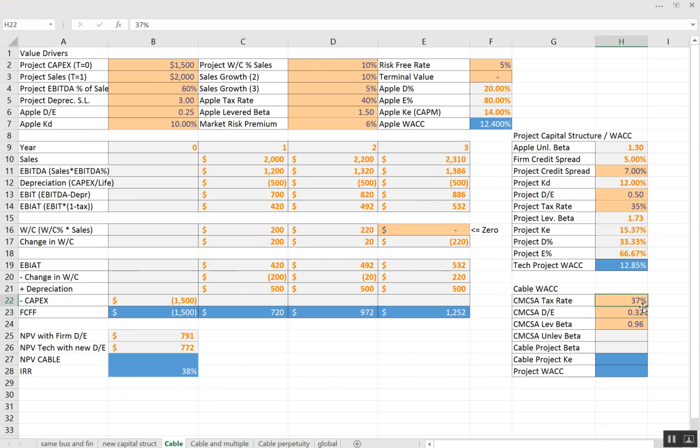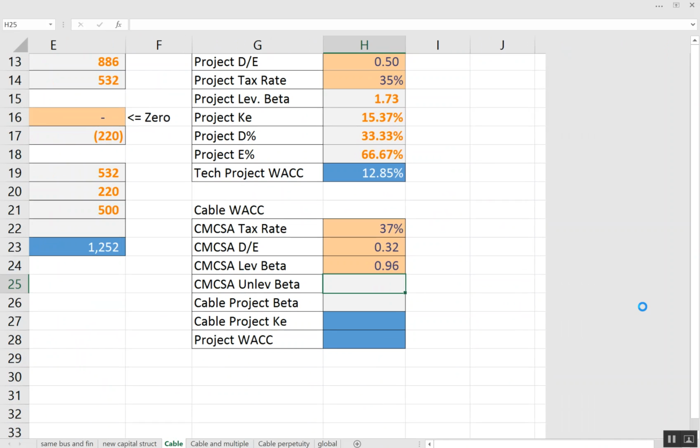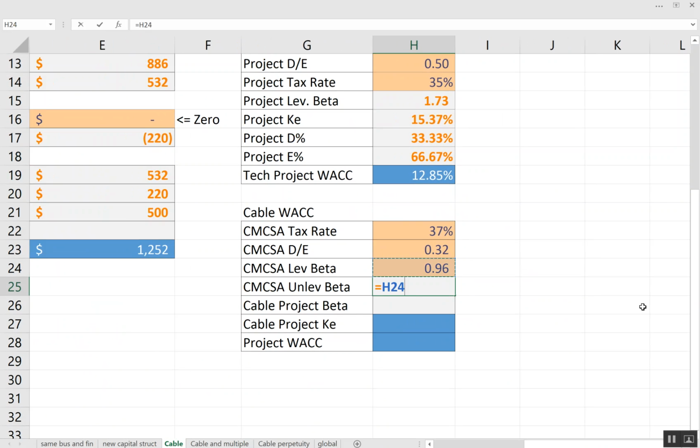Here's the data I collected: Comcast tax rate, D/E, and levered beta. I'll make this a little bigger. I can then calculate the beta of Comcast if they had no debt by dividing by 1 plus Comcast's after-tax D/E ratio. So Comcast would have a beta of 0.8 if they had no debt. We can consider that as capturing the business risk of cable.